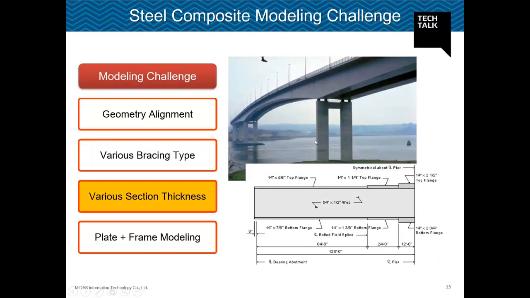As you know, for steel composite girders, the thickness of the flange and web are changing a lot along the girder for optimal design. Considering each varying thickness of section along the girder is very tedious work if you're doing it manually, because you have to calculate the section property at each location.